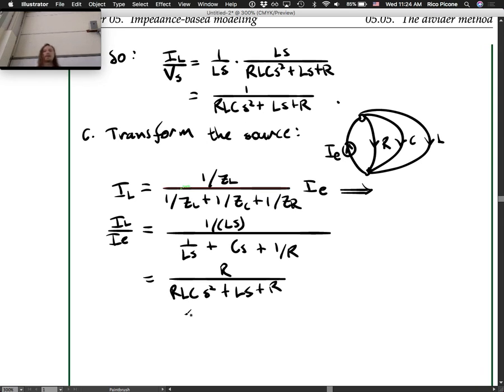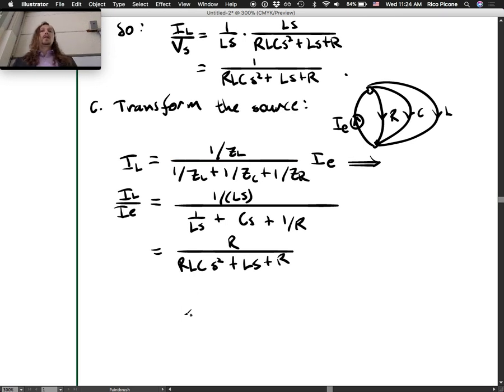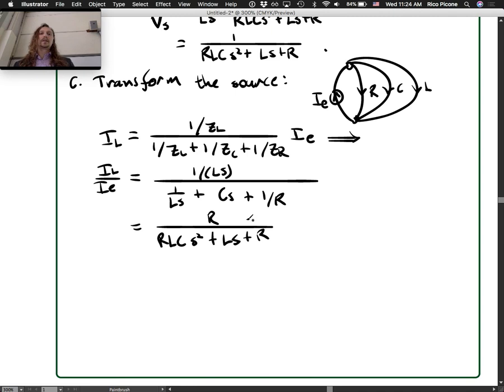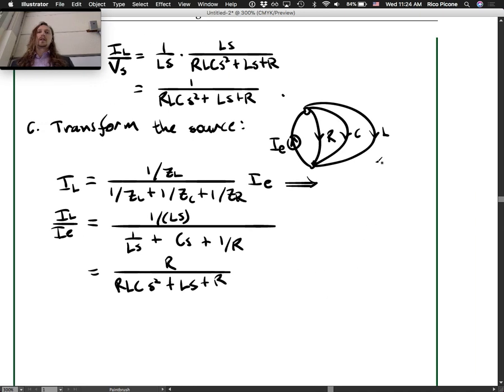Okay, so we've got the transfer function from IE to IL, which is interesting, but we actually want the transfer function from VS to IL. But we know that our equivalent source, IE, when we did this, we know that IE is just equal to 1 over ZR times VS, right? That was our Thevenin equivalent source, and we can transform back and forth with that impedance formula.